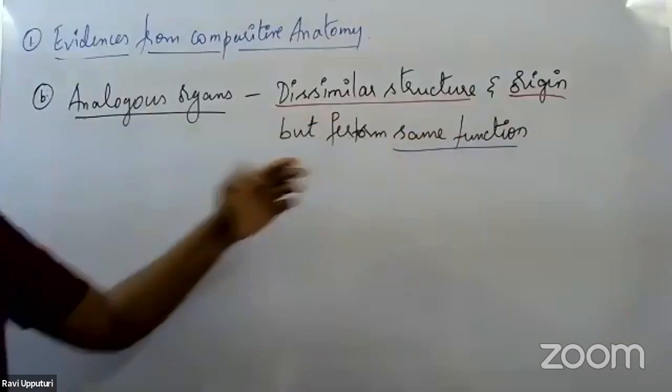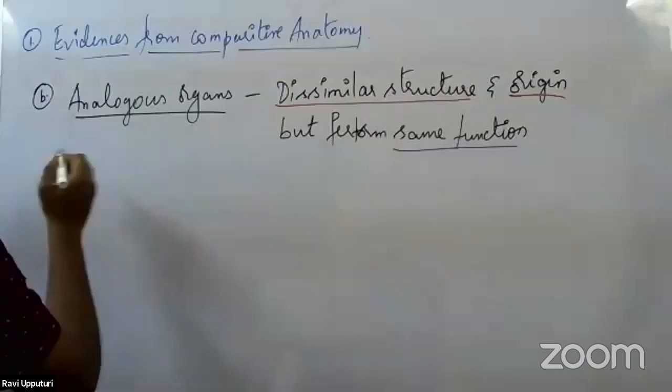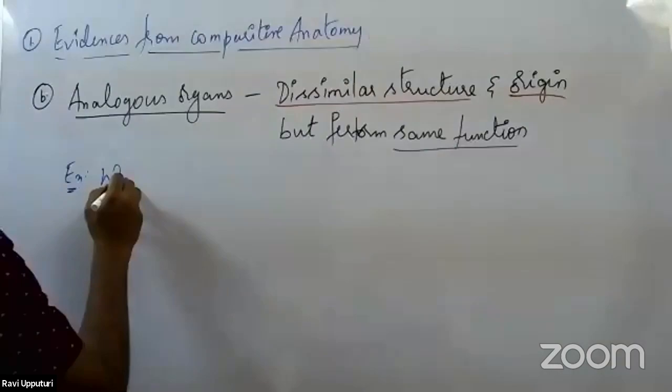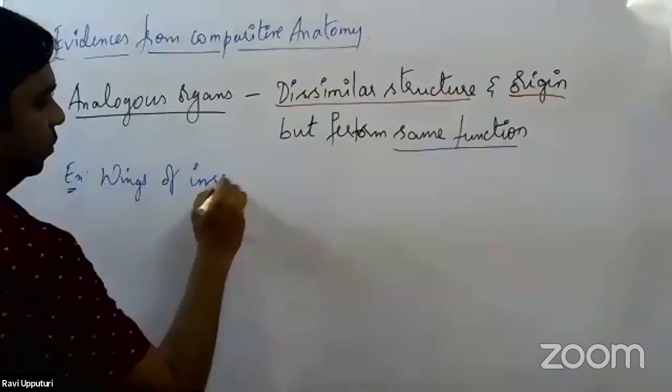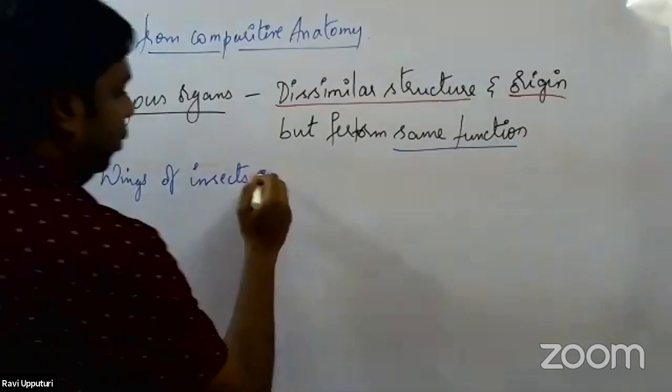So what examples can we give for analogous organs? Examples we can take are wings of insects and wings of birds, right? So we can take the example as wings of insects as well as the wings of birds.